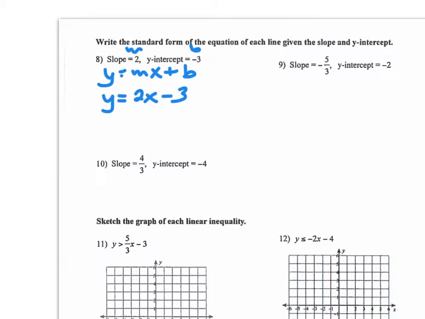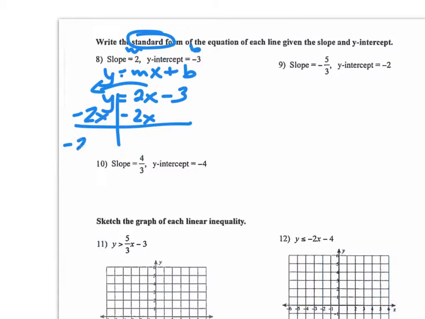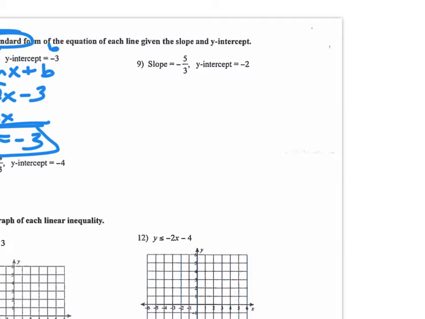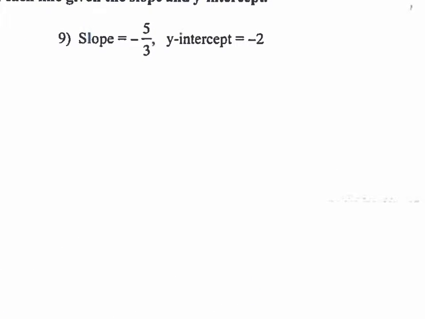But standard form is what I want, and so I need to move the x to the same side that the y is on. So I'm going to subtract 2x from both sides of this equal sign. So I get negative 2x plus y equals -3. And that's my equation. Okay? Then for 9, I'm going to do the same thing.